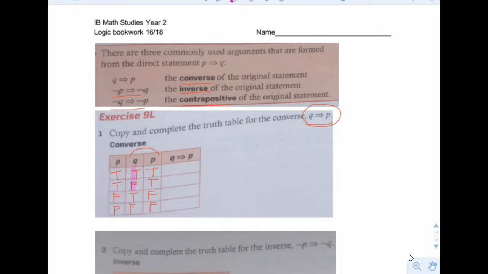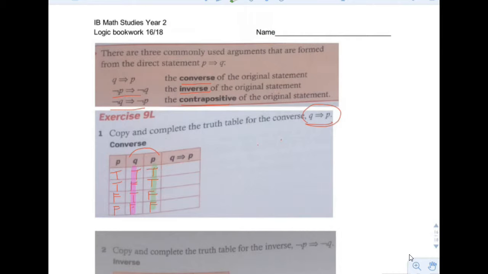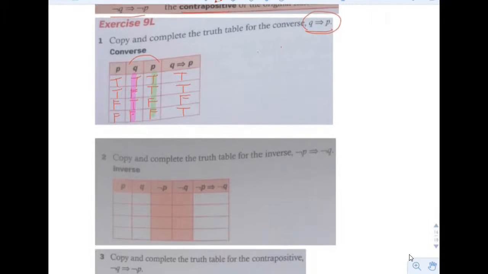Okay, so now we're going to say, does Q imply P, or does pink imply green? Okay, so if Q implies P, that means that when Q is true, then P is true. So this one is definitely valid. Now when Q is false, P can be anything. So this is fine and this is fine. What about when Q is true and P is false? No, that's invalid. Okay, so that's how that gets filled in, I guess.